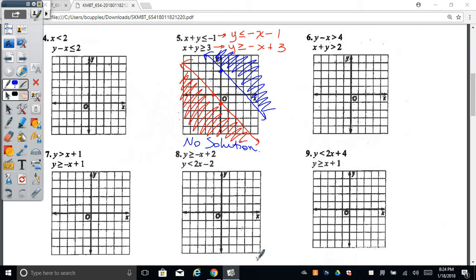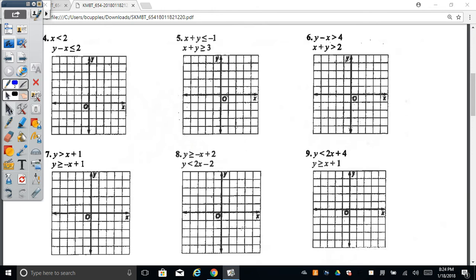All right, now, the next one I'd like to look at with you guys is number 10. So let's go down and look at number 10. Let's see here. There.